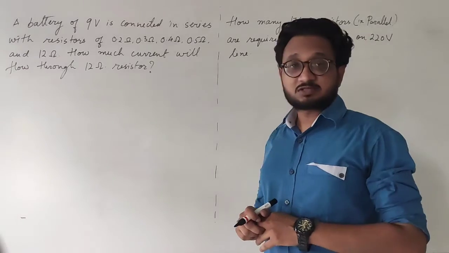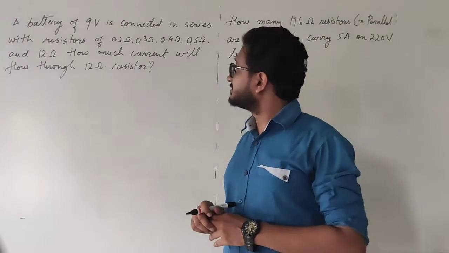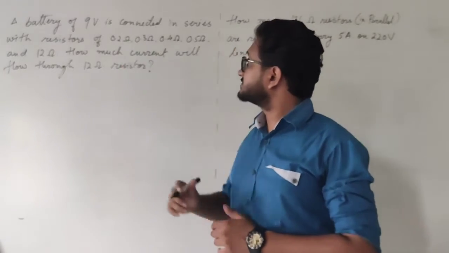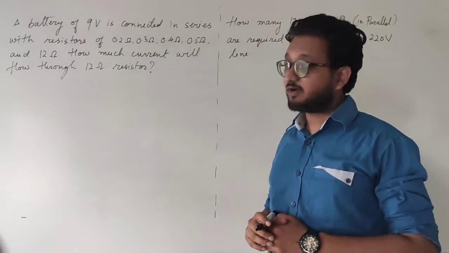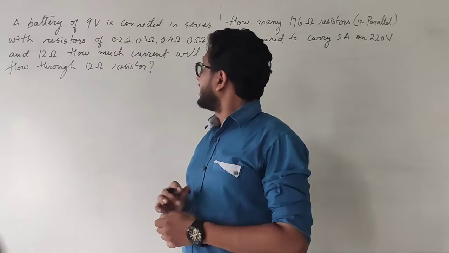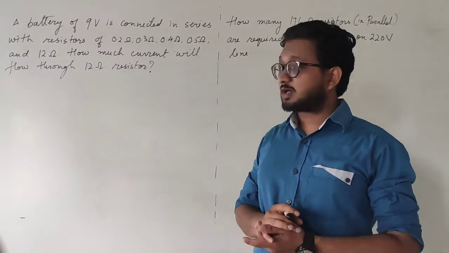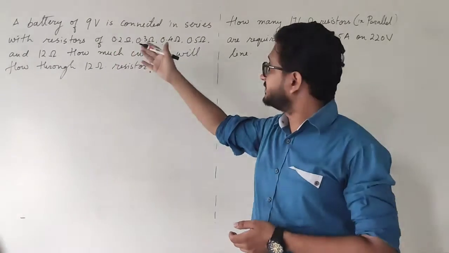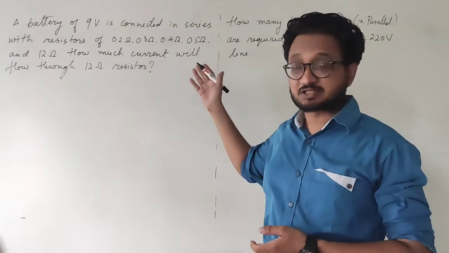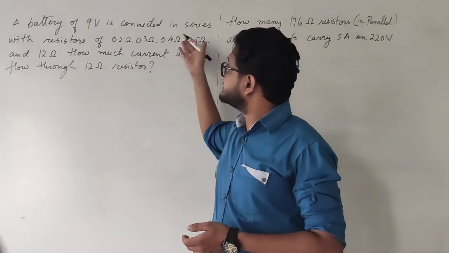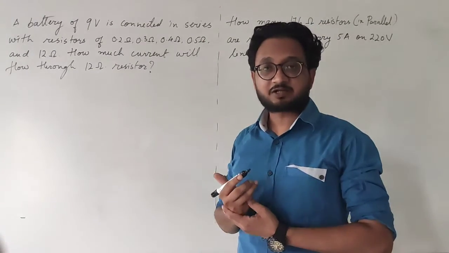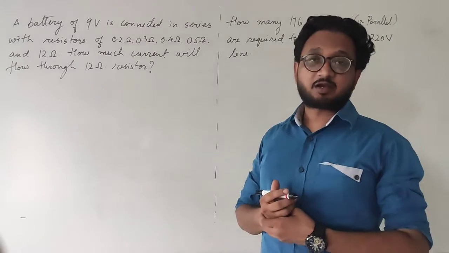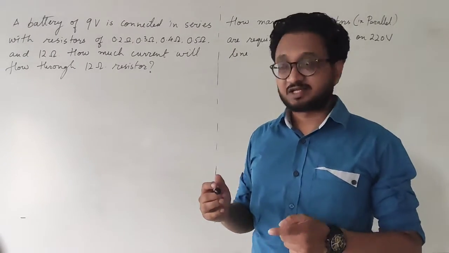The first question states that a battery of 9 volt is connected in series with resistors of 0.2, 0.3, 0.4, 0.5 and 12 ohms. How much current will flow through the 12 ohm resistor? Now it is mentioned that the battery is connected in series with these resistors. That means all these resistors along with the battery are connected in series. And we know that in series, the current flowing through all the resistors is the same.